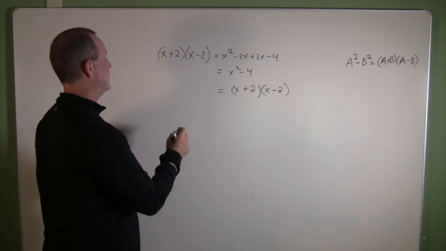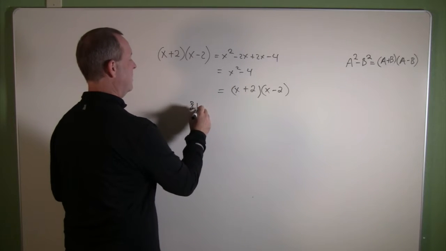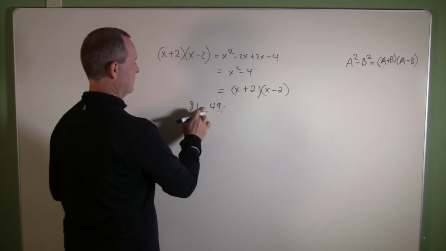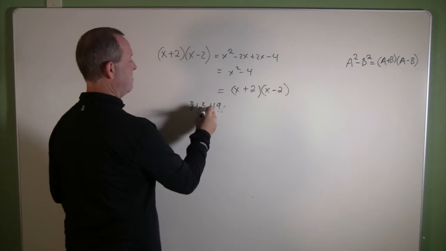So let's look at another one. Let's look at 81x squared minus 49. Whoops, sorry. Let's put the x squared first. 81x squared minus 49.